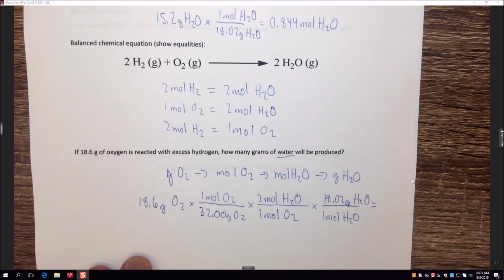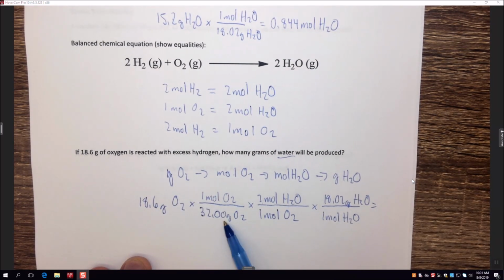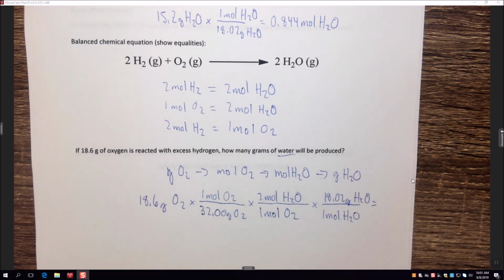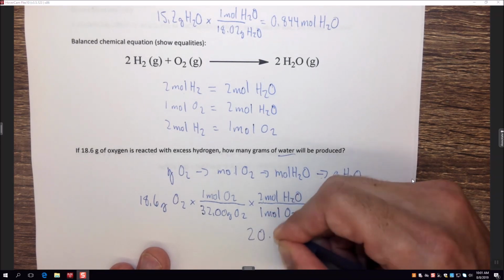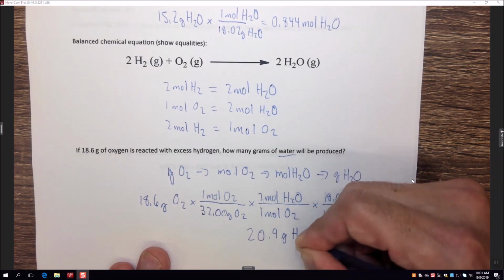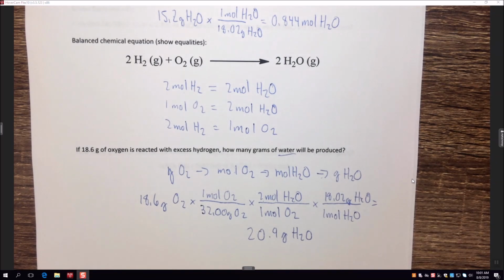Now to solve this mathematically, we multiply by the top, divide by the bottom, multiply by the top, divide by the bottom, repeat until you get to the end. Note that if a number is 1, you don't actually need to type it into your calculator because anything times 1 is the same number. When we do all of that math and we round to 3 significant figures, we find that reacting 18.6 grams of oxygen will yield 20.9 grams of water.